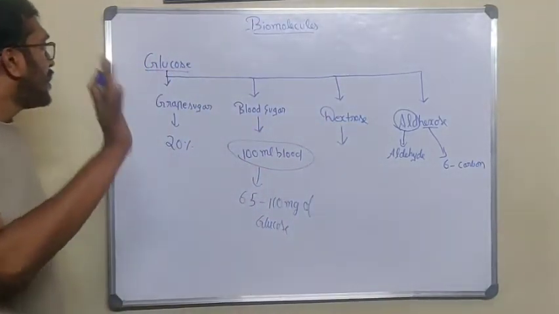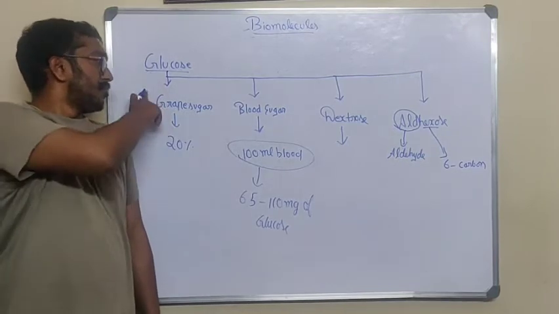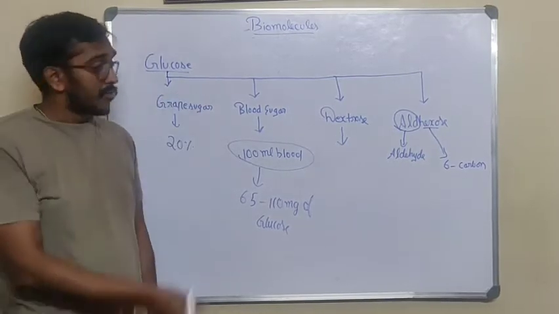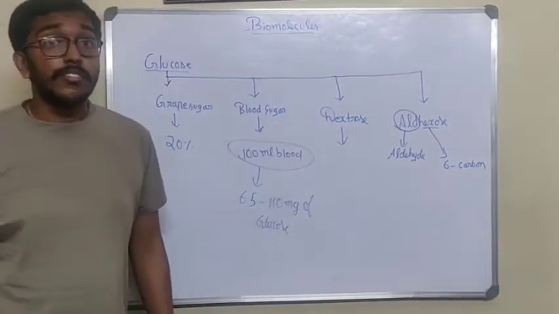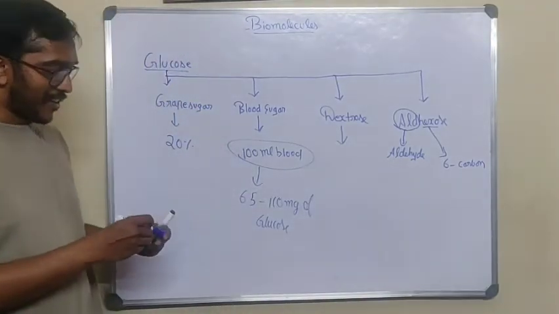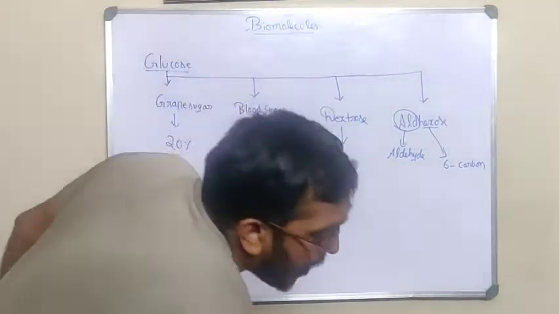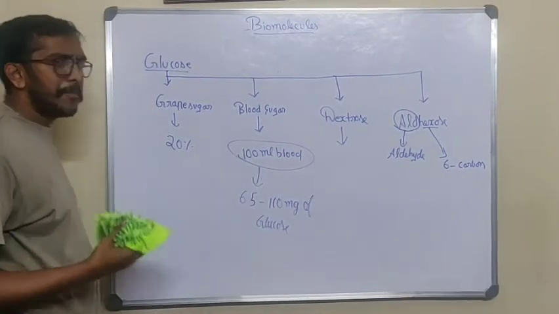This is a basic introduction about glucose. Glucose is also known as grape sugar, blood sugar, dextrose, and aldohexose. Next, I am going to discuss the preparation of glucose.